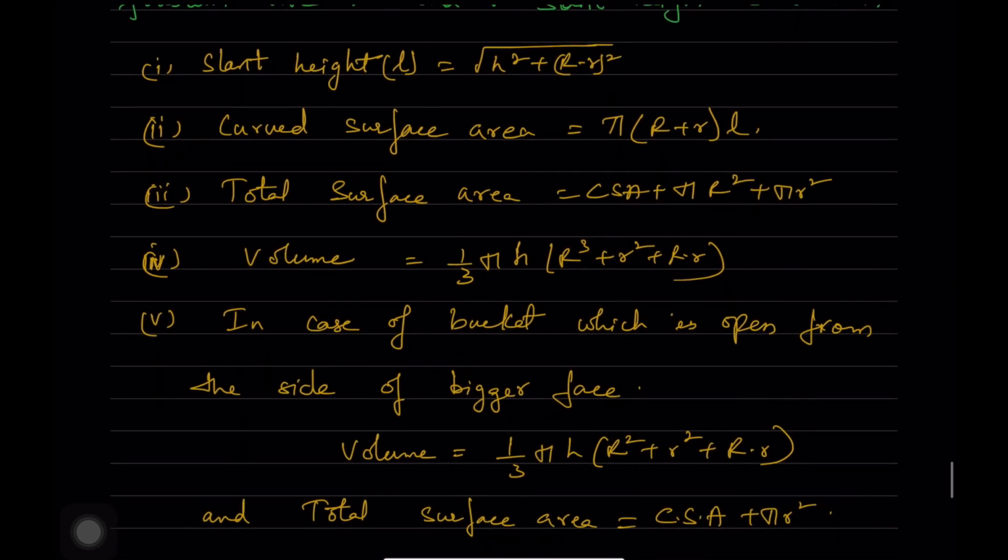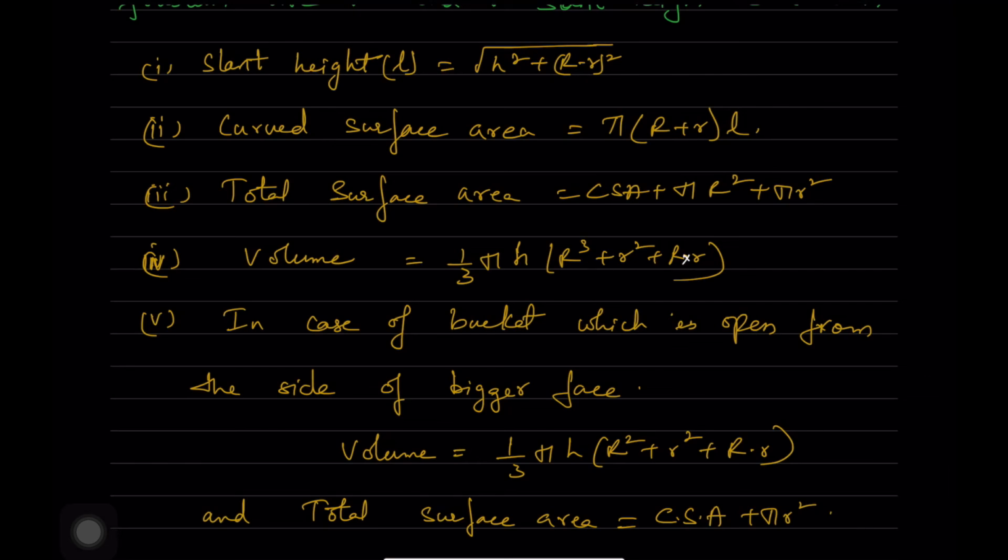Now what is the volume? Volume is nothing but 1 by 3 pi r square h for a cone, isn't it? But here, in the place of r square, you have to write capital R square plus small r square plus capital R into small r. This is into h.